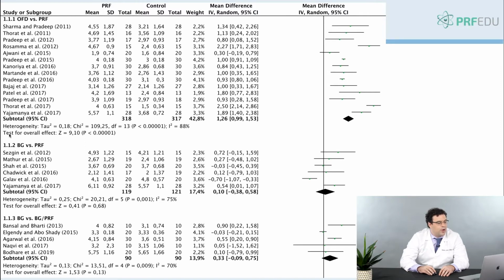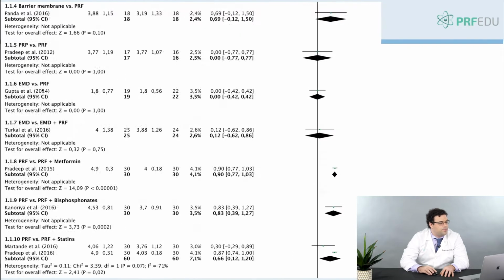Now, when you compare a bone graft versus PRF, you notice that there's no difference between the groups. When you add PRF to the bone graft, there's a little bit of improvement by adding the PRF there, but it's non-significant here. So we cannot make that conclusion just yet, probably because some of these studies have not shown any advantage at all, okay? So that's just part of the literature.